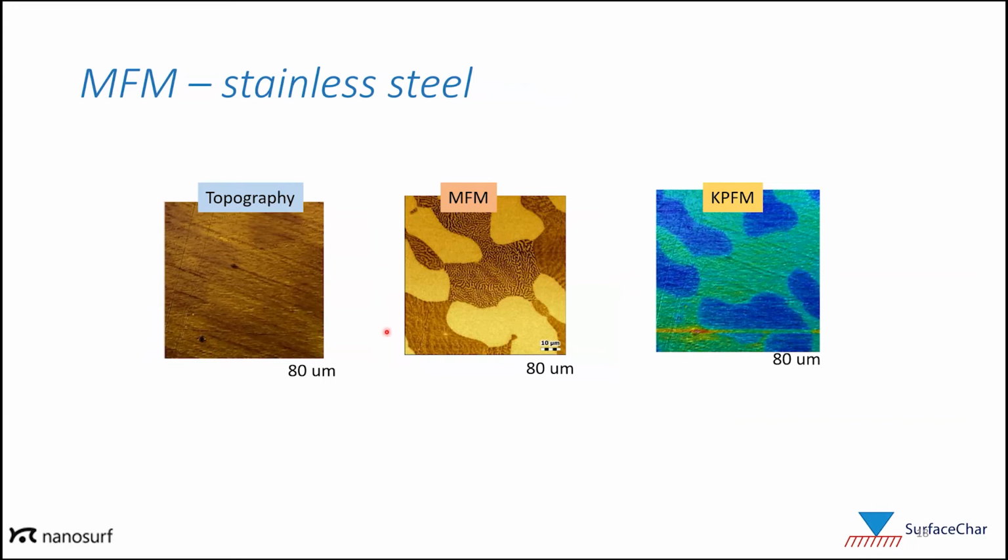The MFM image in the middle, though, clearly differentiates the different domains in the steel surface, revealing these yellow domains here, which are the austenite phase, and this worm-like domain here, which is the ferrite phase. We can then continue and collect a KPFM image, which I discussed earlier, one of the electrical modes, to look at the surface potential difference between the different domains. Here again, we can see very nice contrast between the austenite domains and the rest of the surface. So you see the MFM and KPFM modes providing a more complete understanding of the surface than just the topography alone.